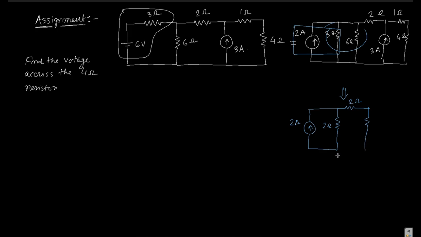Three ampere, 1 ohm and 4 ohm. Why am I not taking these 4 and 1 together? Because we are supposed to find the voltage across the 4 ohm resistance. So for that we should keep the 4 ohm resistance intact. So this is the circuit.